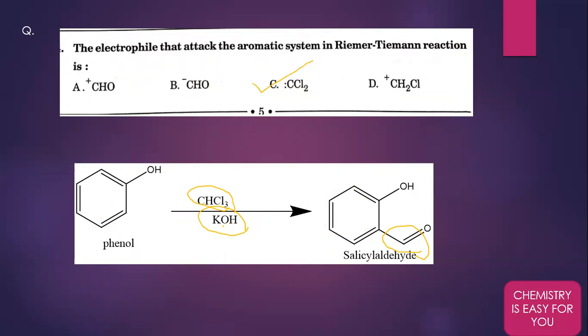So this OH group will be attacking the CHCl3 to form CCl2 carbene. That is dichlorocarbene. And from there, the further reactions will be taking place. So the answer is option C, CCl2, which is the dichlorocarbene.